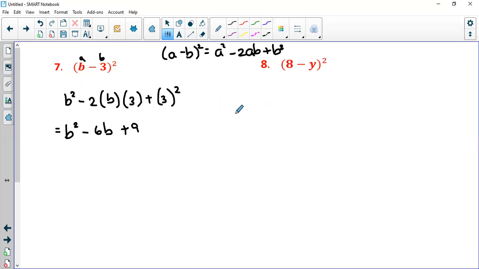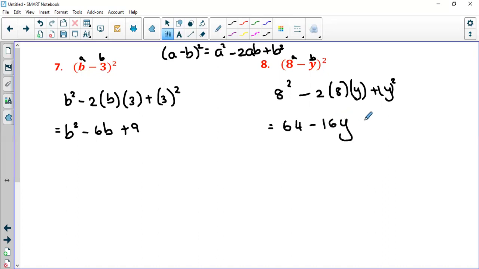As I'm not explaining in detail how to do all this, you all know now how to multiply. So this is again going to be 8 square minus 2ab plus b square. If you want, you can put them inside the parentheses. So this is going to give you 64 minus 16y plus y square. So this is the answer for question number 8.